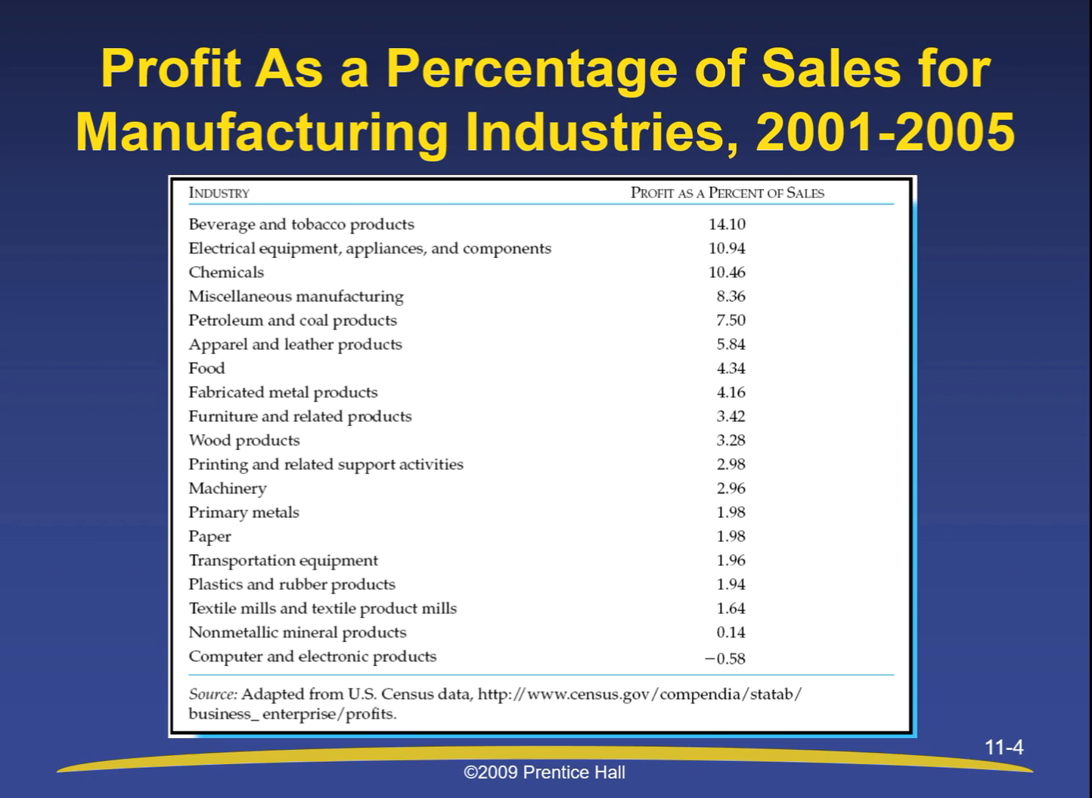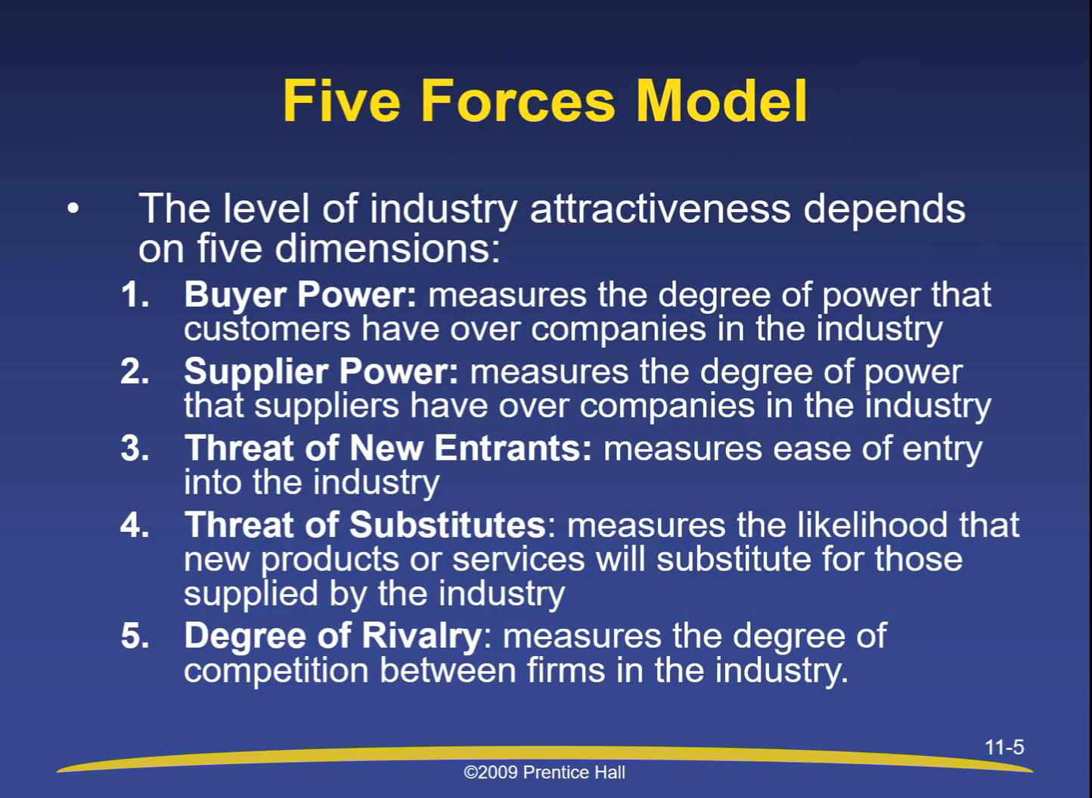We have non-metallic mineral products, and its profit as a percentage of sales is 0.14. And finally, we have computer and electronic products, and its profit as a percentage of sales is minus 0.58.